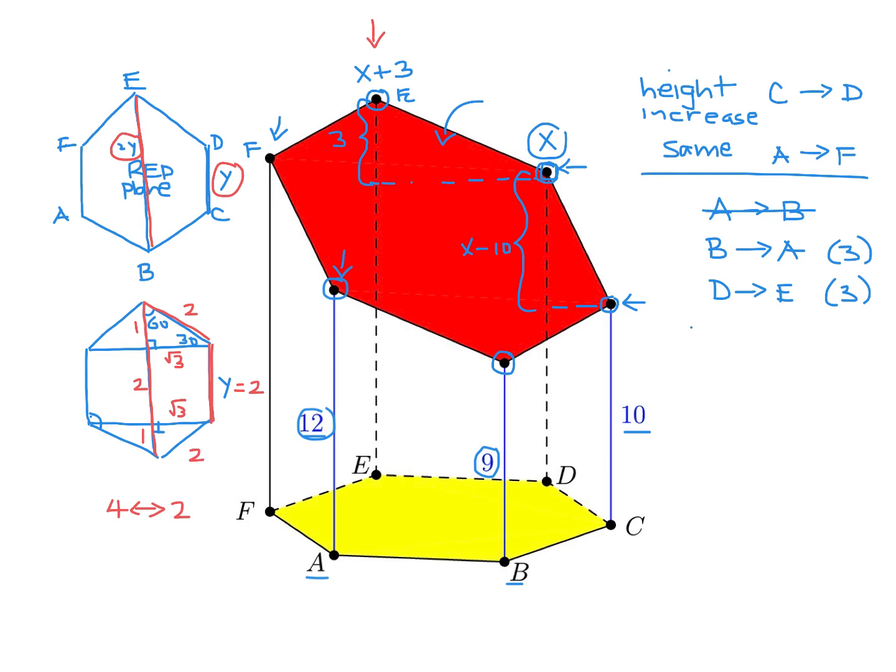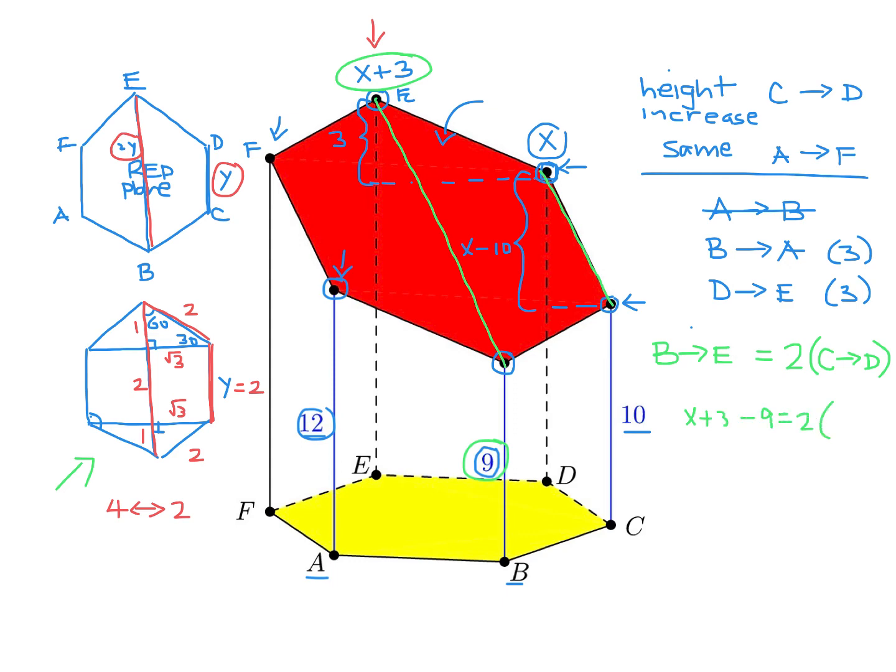If you go back to the question, basically what I have to show you now is that if you go from B to E, so you're going from there to there, that is twice going from C to D, which is right here, which is exactly what I proved over here. So if you're going from B to E, that is going to be twice going from C to D. Okay, so if we go from B to E using our formulas, we got x plus 3 minus 9, right? So x plus 3 minus 9. And then that's going to be twice going from C to D. So that's x minus 10.